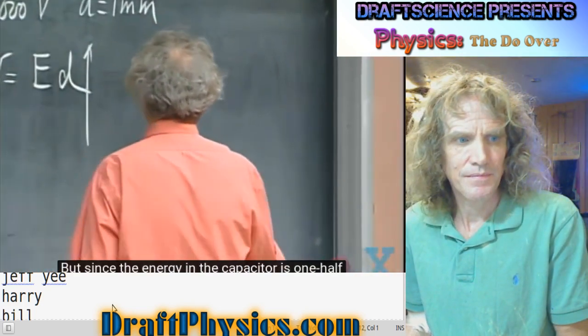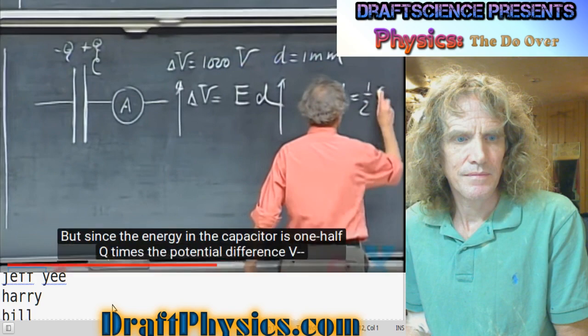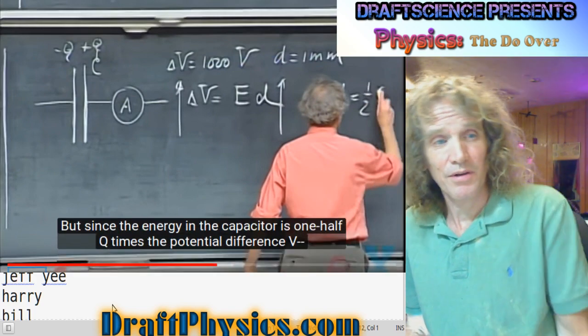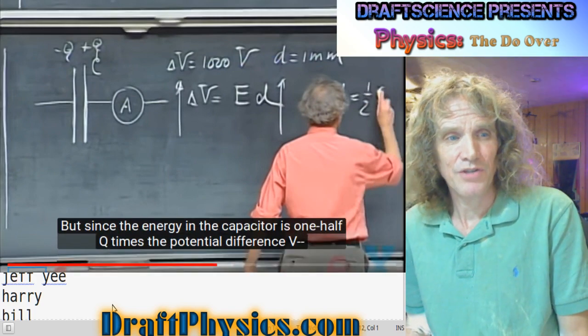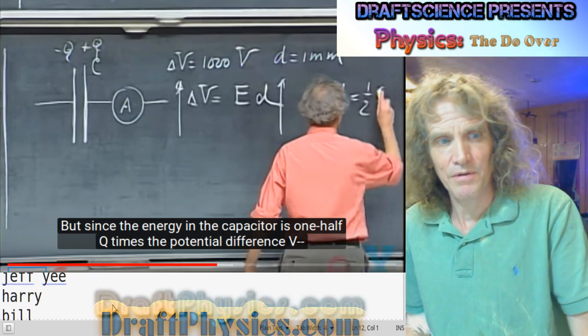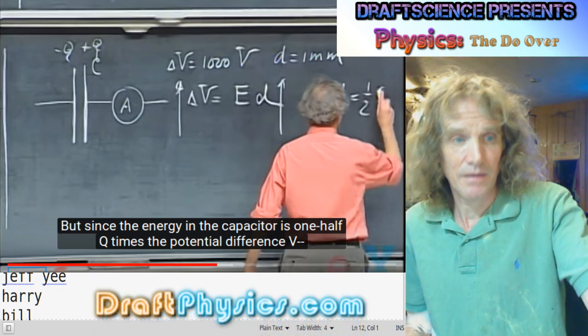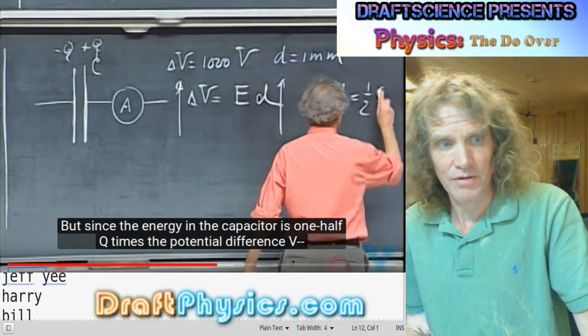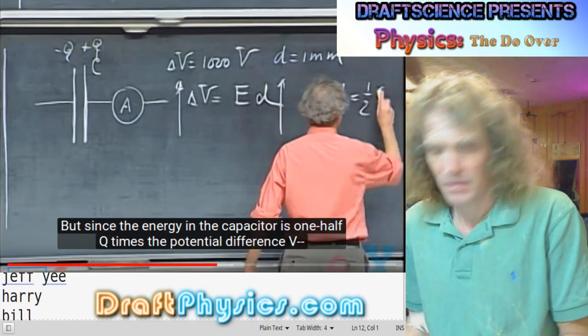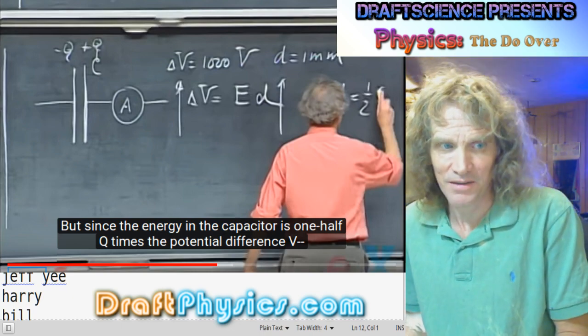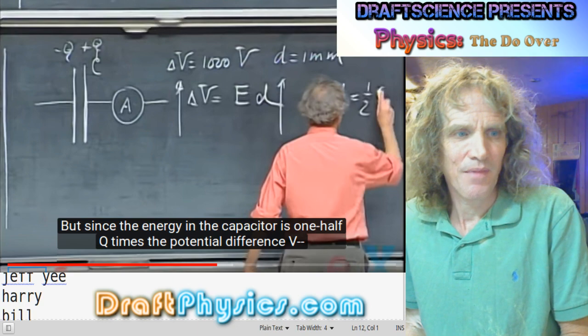But since the energy in the capacitor... So it seems, a 1-to-1 ratio. So every millimeter he moves, he increases it by twice as much. So I don't know what the half is for, because it's really a doubling of the voltage, but whatever.